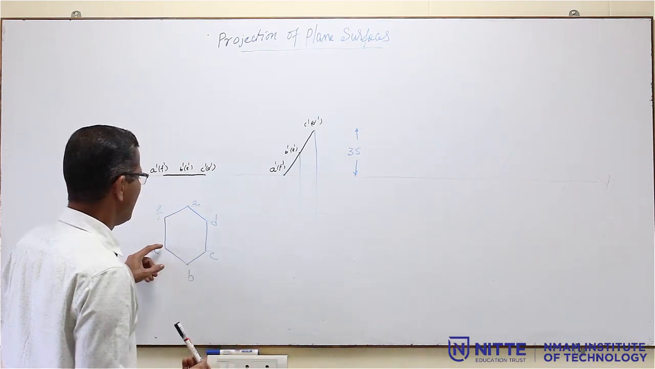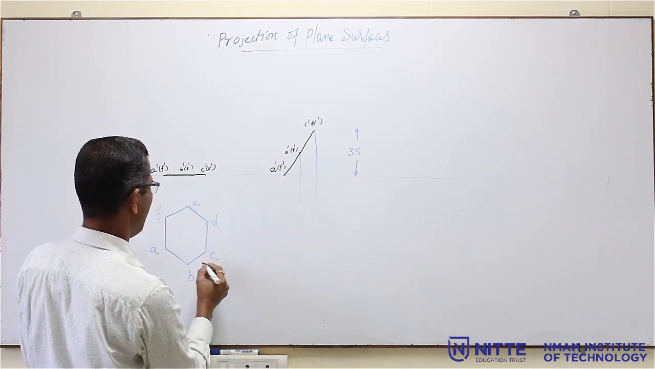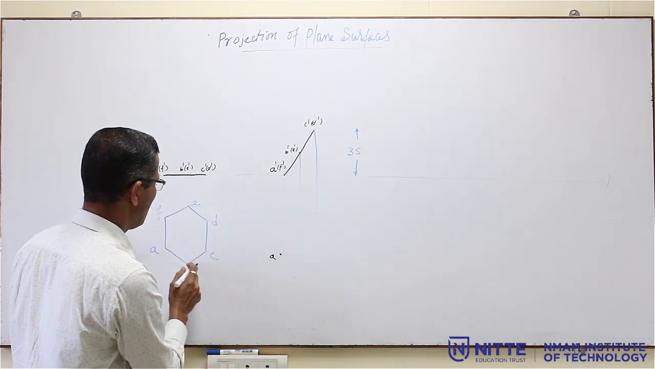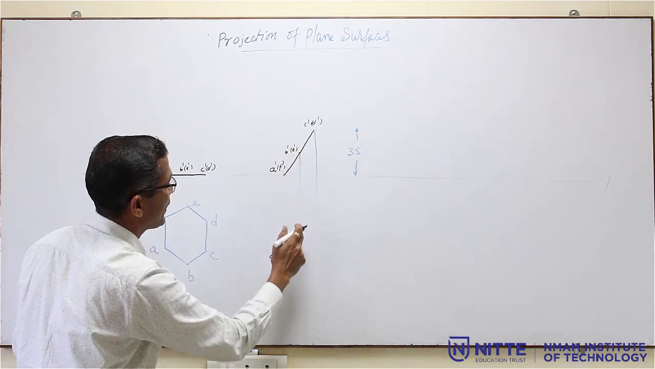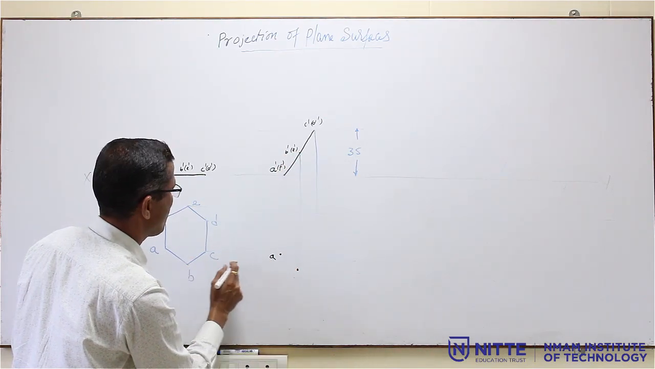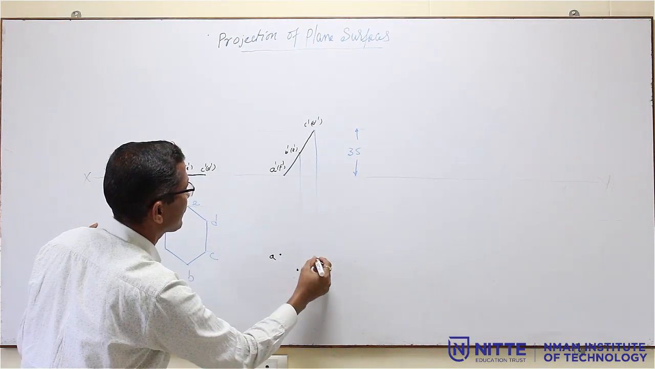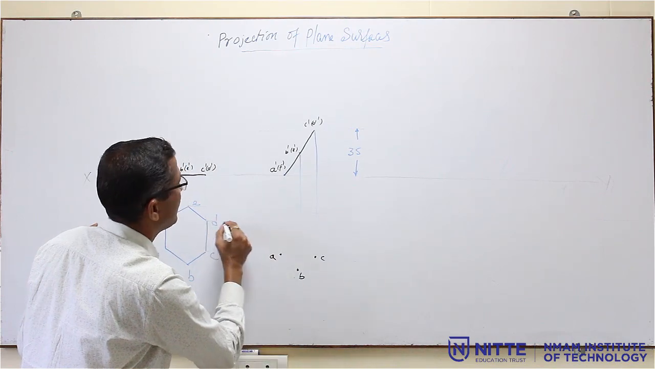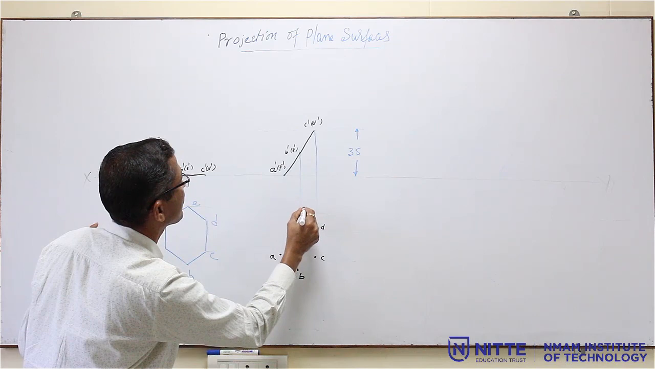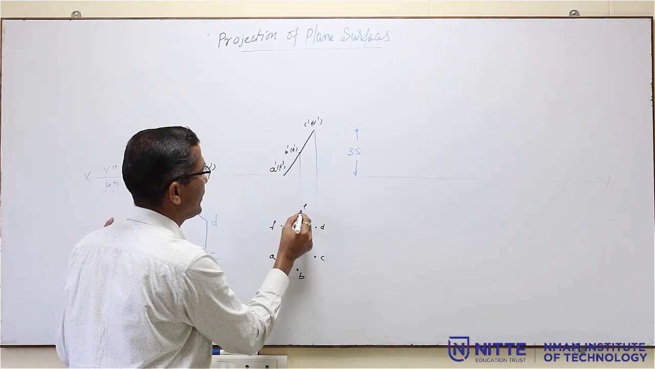Start from A. A is on this line and A dash is here. So, that is why A is this point. Similarly, B and B dash. Then C. Like this. Then join it by the lines.